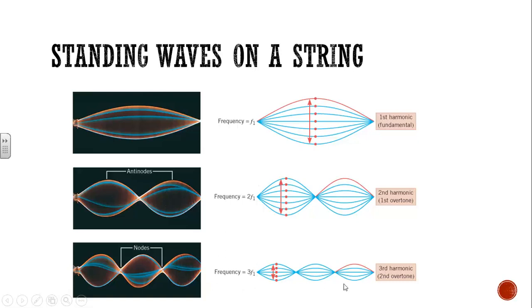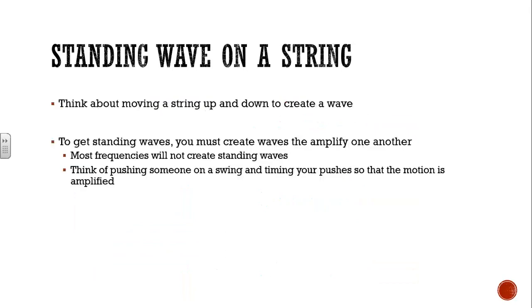When we move to the third possible frequency, we now have three antinodes and two nodes. Nodes are places of destructive interference. This frequency is 3 times as big as the fundamental frequency. It's sometimes called the third harmonic or the second overtone. We can continue by increasing the frequency to the fourth harmonic, the fifth harmonic, the sixth harmonic, which have 4 antinodes, 5 antinodes, 6 antinodes, respectively.